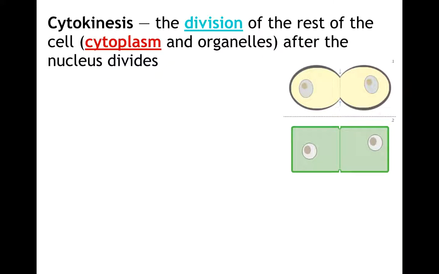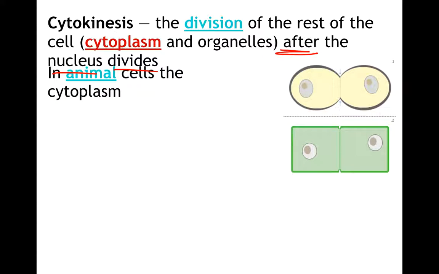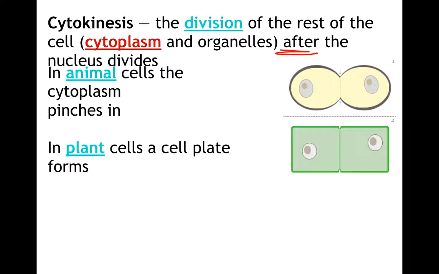Cytokinesis, this is the division of the rest of the cell, so the cytoplasm and the organelles. So mitosis, if you recall, is the division of the nucleus only. Cytokinesis is the division of the rest of the cell after the nucleus divides. In animal cells, the cytoplasm pinches in. And in plant cells, a cell plate forms.